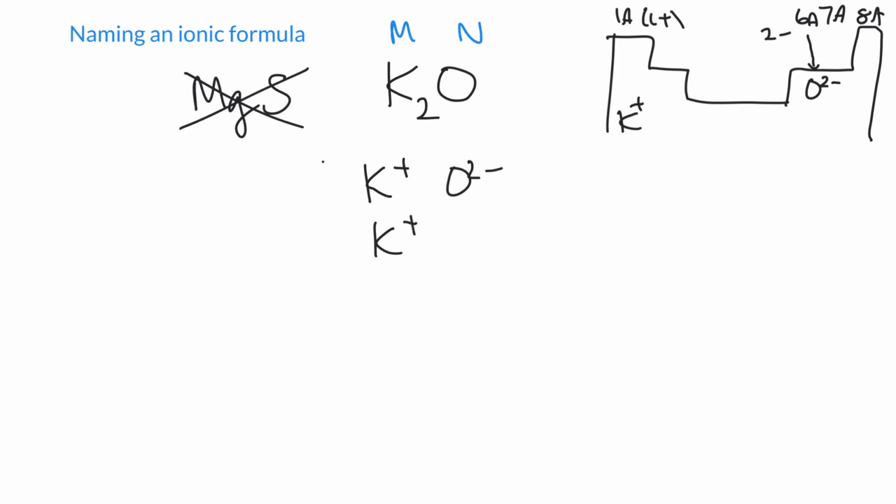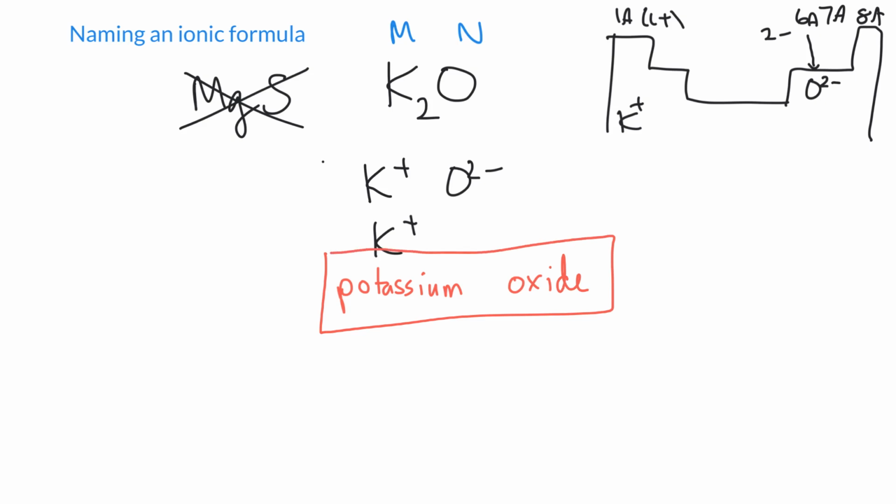So what comes next is we name the cation, and then we name the anion. Potassium, we could write it potassium 1 if it varied, but because it doesn't vary, potassium is just fine. And then O is oxygen. And the thing about oxygen, right, is we switch the ending for IDE. So potassium oxide, with a space in between, would be the name of that compound.